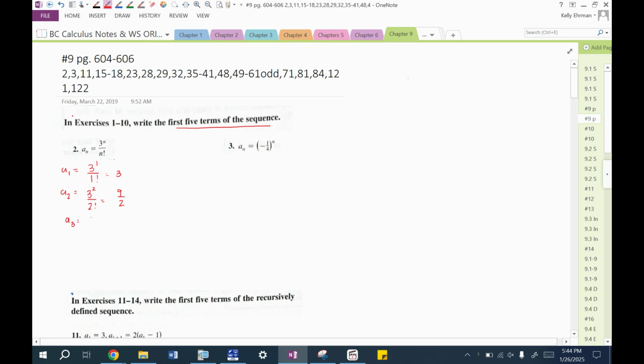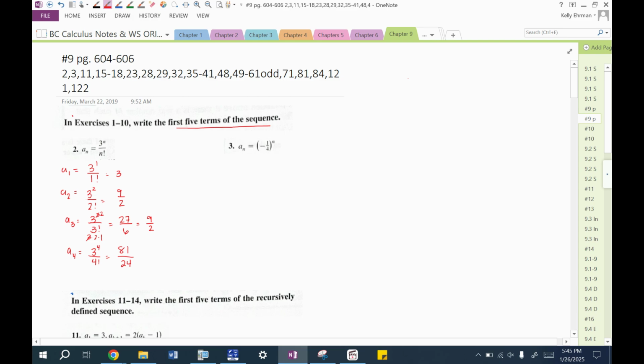The third term is 3 to the third over 3 factorial. That's 27 over 6. And that reduces, or you could say, this is 3 times 2 times 1. So you could also knock that down to 9 over 2 as well. And then a sub 4 is equal to 3 to the fourth over 4 factorial. 3 to the fourth is 81.